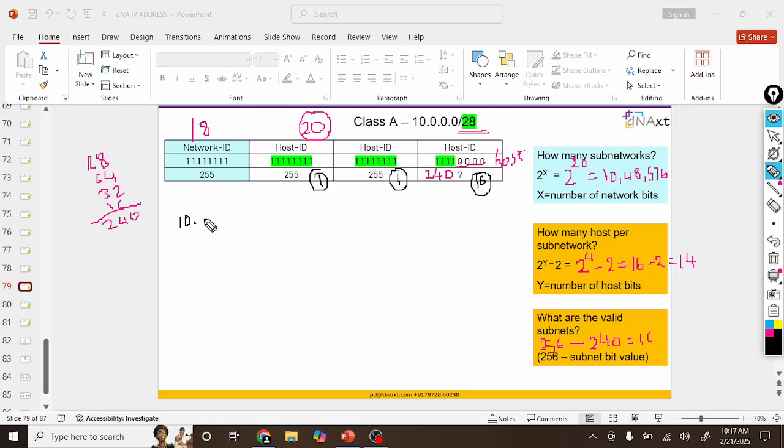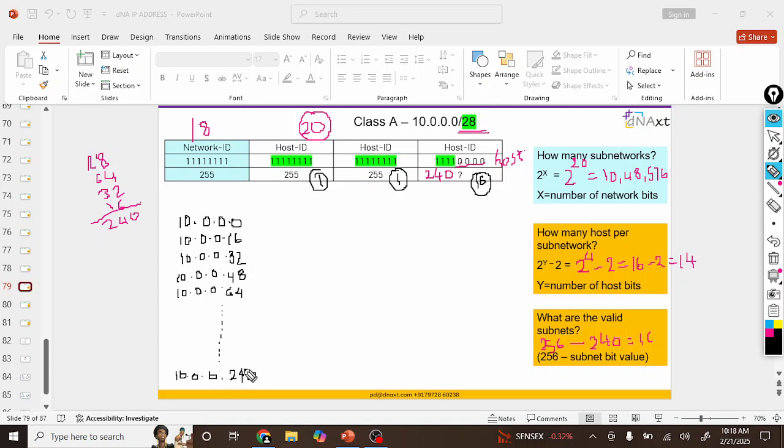So the first subnetwork will be 10.0.0.0/28. Next will be 10.0.0.16, 10.0.0.32, 10.0.0.48, 10.0.0.64. This will go on by the increment of 16 in the fourth octet. The last you will get 240.